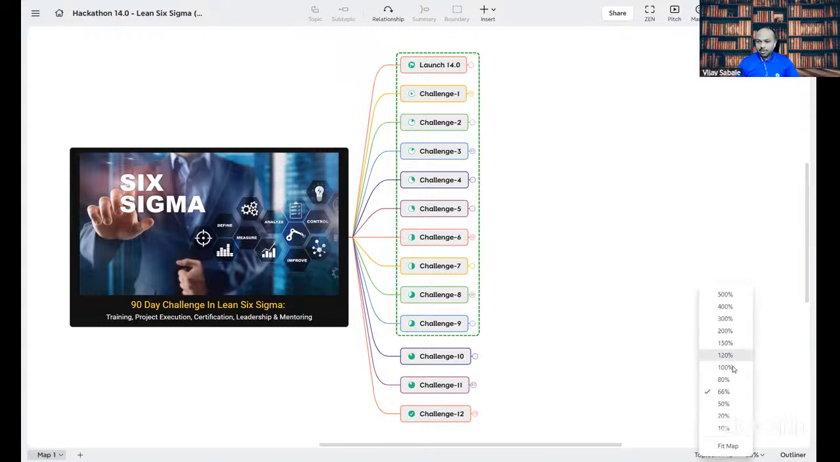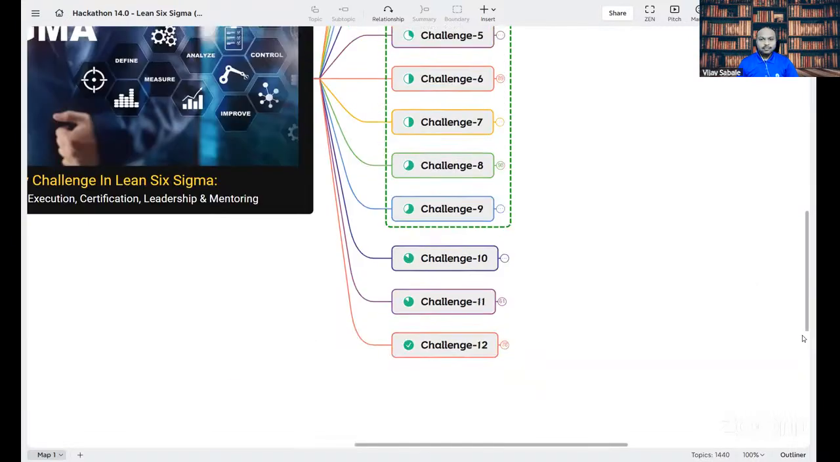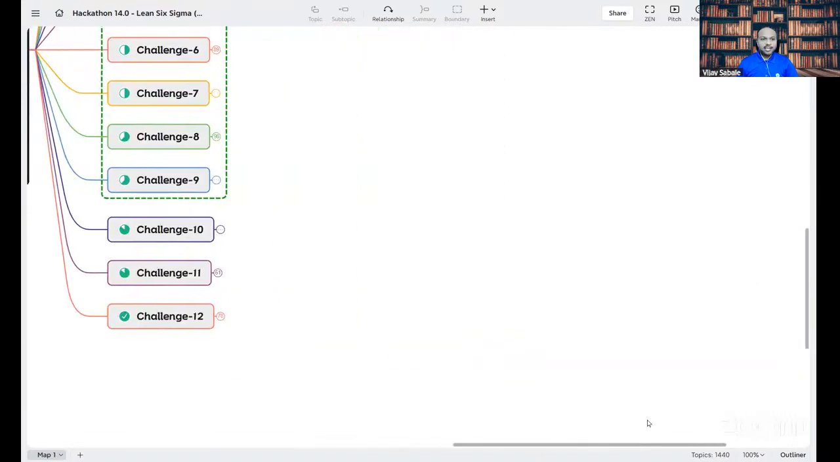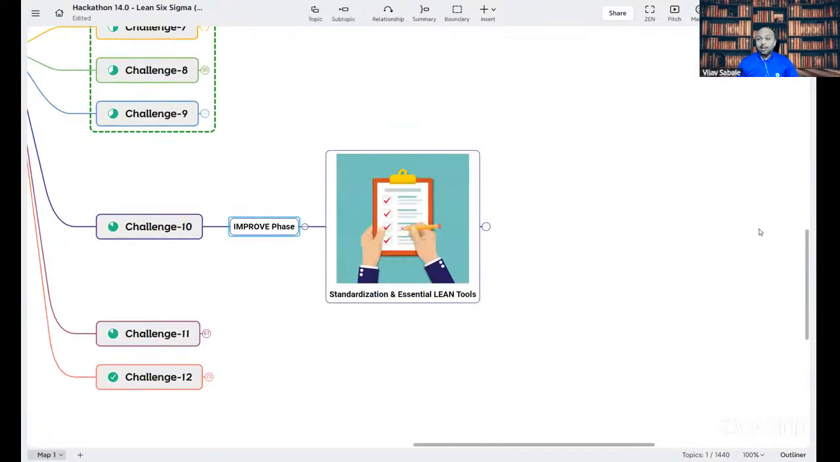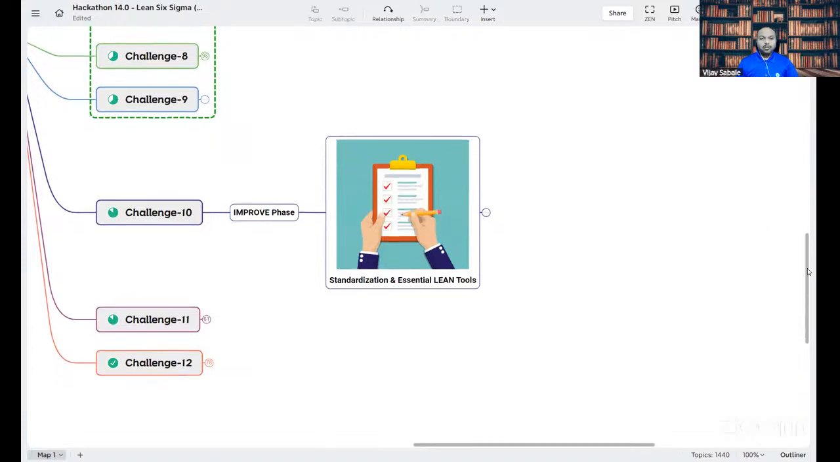Let me zoom it a little bit so you can see it easily. So this is the challenge 10, right? And challenge 10 talks about the second part of the improve phase, where we are going to talk about the essential lean tools that we can use as a part of improve phase. And along with that, we are also going to talk about the standardization. Standardization part is similar to the part that we also used for the countermeasure implementation, but it is equally important when we are going to talk about the standardization of the countermeasures that we are going to execute.